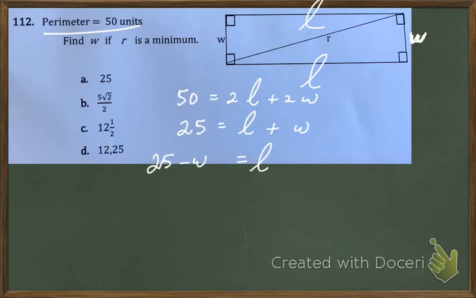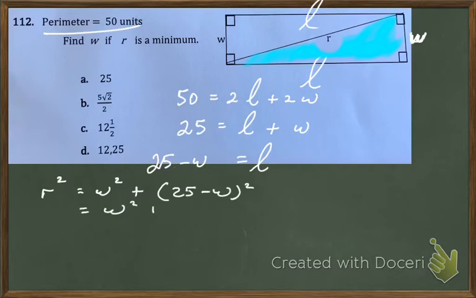If you consider the right angle triangle that you see here, we can use the theorem of Pythagoras, and we can say that R squared is equal to W squared plus L squared. And instead of L, we're going to write 25 minus W squared. That gives us W squared plus 625 minus 50W plus W squared is R squared.